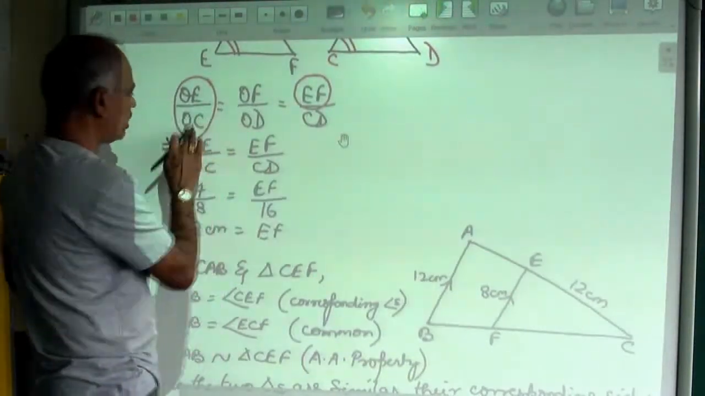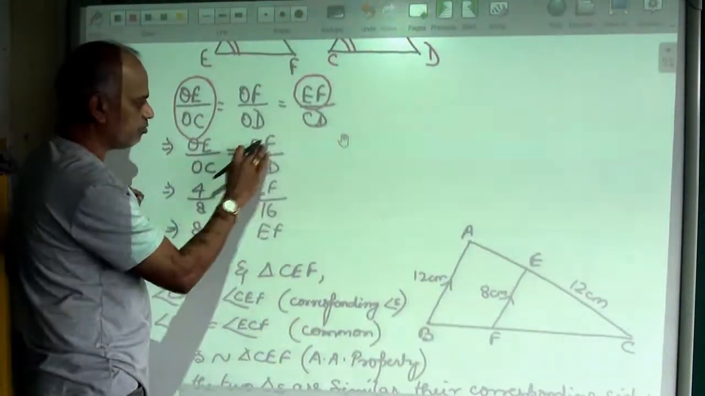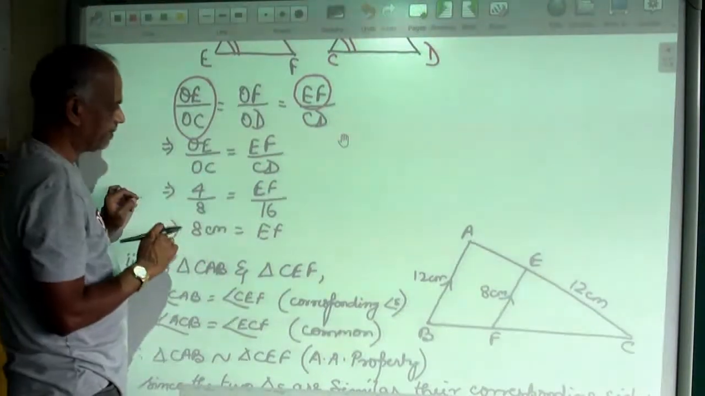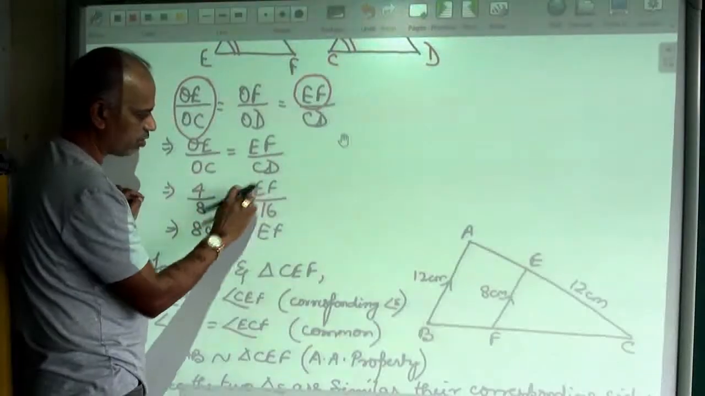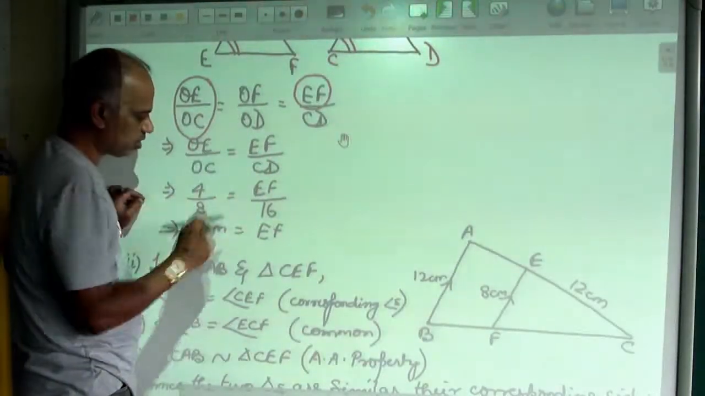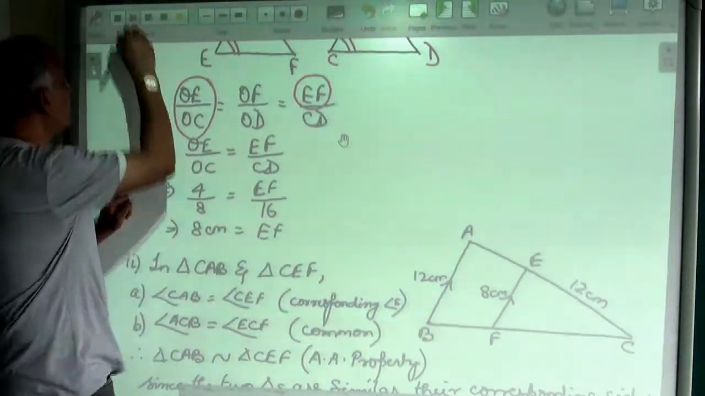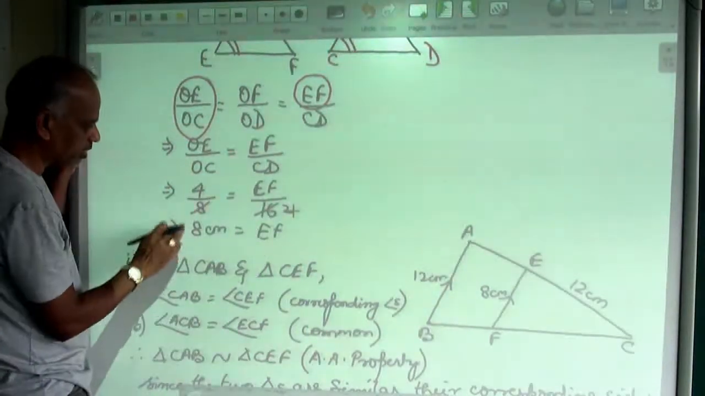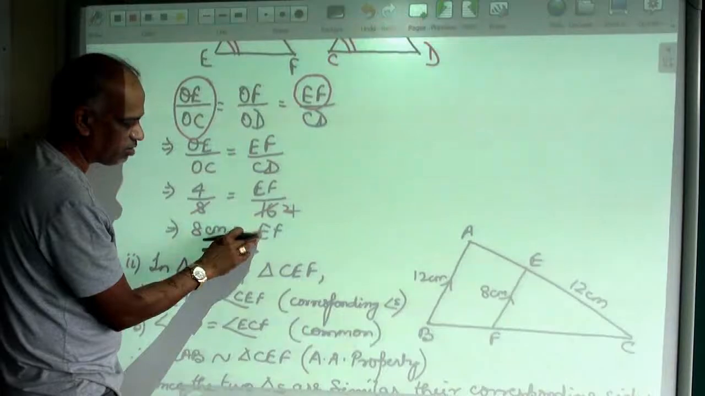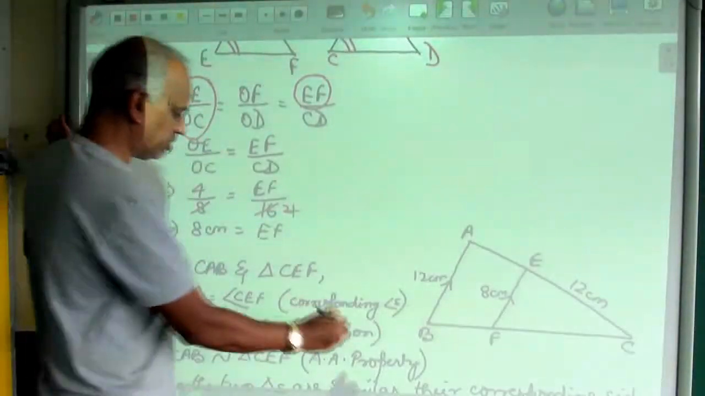So, OE by OC is equal to EF by CD. I have left this one. OE is 4, OC is 8, is equal to EF, which is what we are going to find, by CD's value, which was 16. You can simplify this now. 8 and 16 will go twice. Multiply the 2 here. That's 8 centimeter is the value of EF. That's the first part of the question.